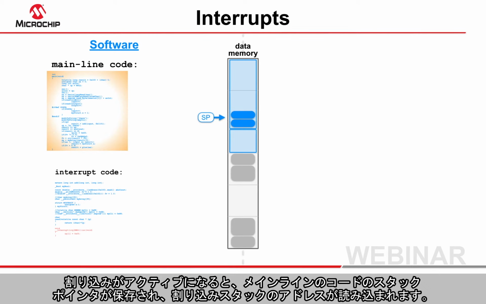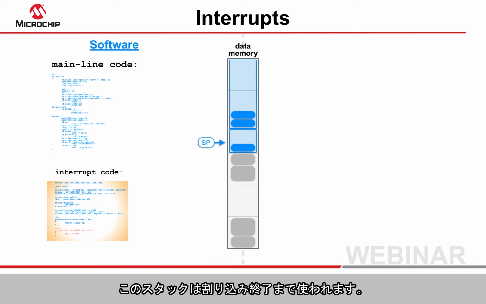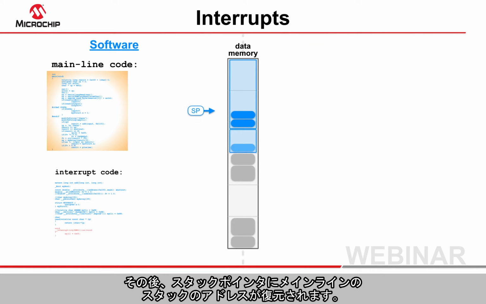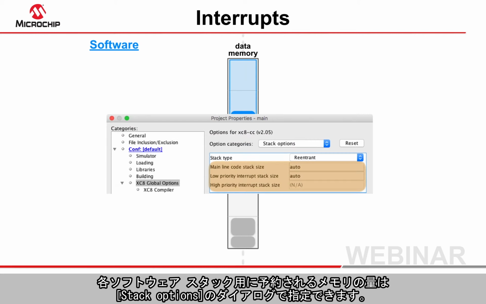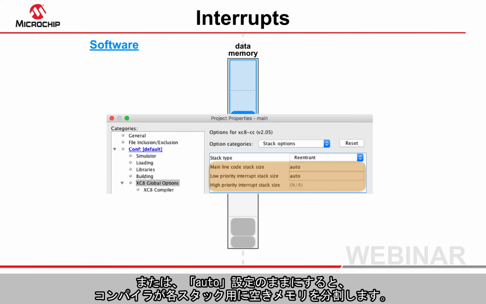When an interrupt becomes active, the mainline code stack pointer is saved, then loaded with the address of the interrupt stack. This stack is used until the interrupt is complete, and the stack pointer is then restored with the mainline stack address. You can specify the amount of memory to be reserved for each software stack in the Stack Options dialog, or leave them on an auto setting, allowing the compiler to divide the free memory for each stack.